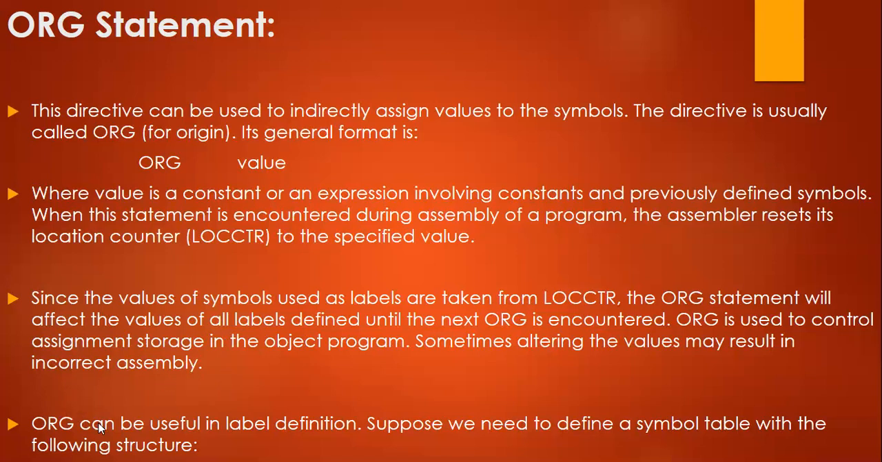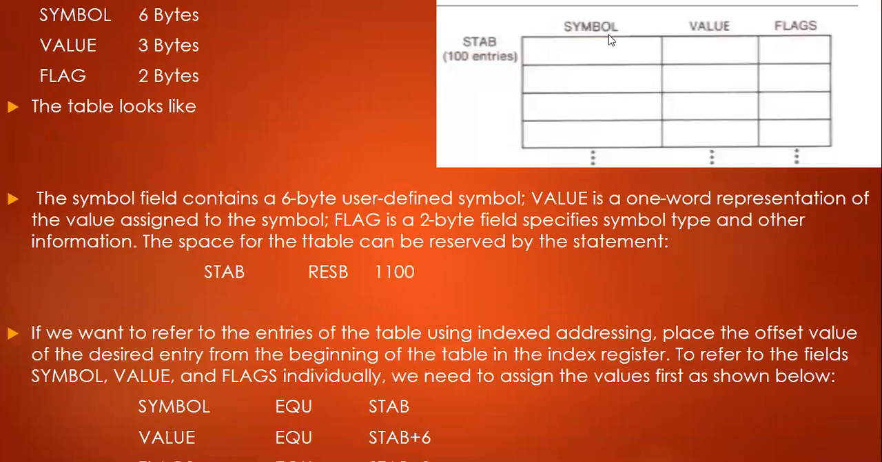Then ORG can be used in label defining. Suppose we need to define a symbol table with the following structure. Just observe it. So this is the symbol table. The symbol will be in the first column, value in the second column, and flags in the third column. The task is a total of 100 different entries, that means 100 different rows. For managing the symbols, 6 bytes are expected, means 2 words. For managing the value, we need 1 word, 3 bytes. For managing the flags, we need a total of 2 bytes.